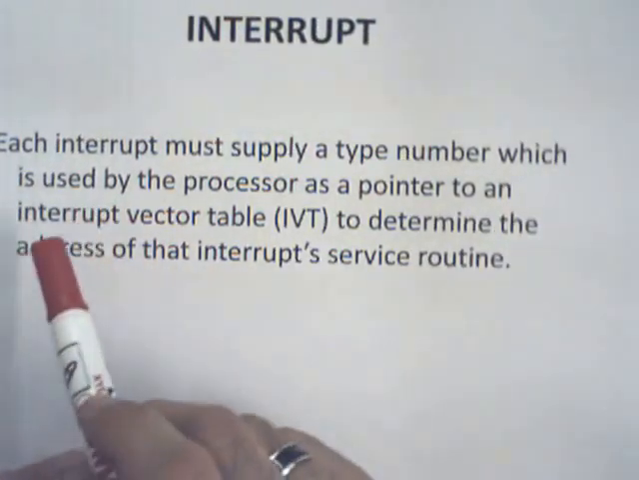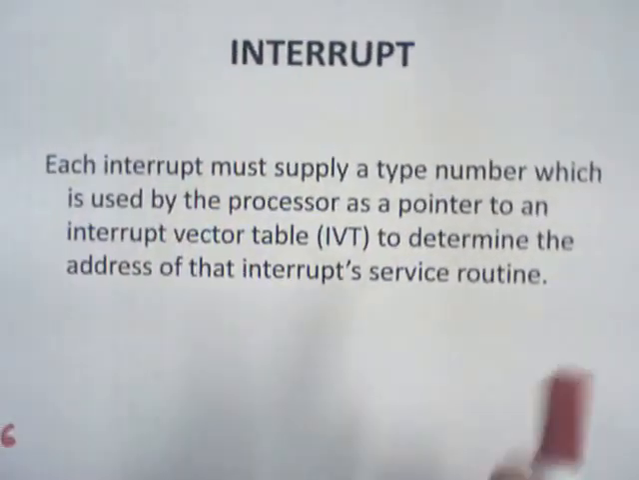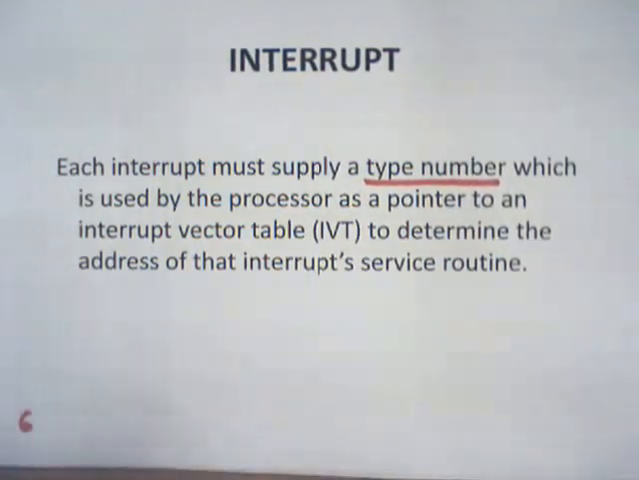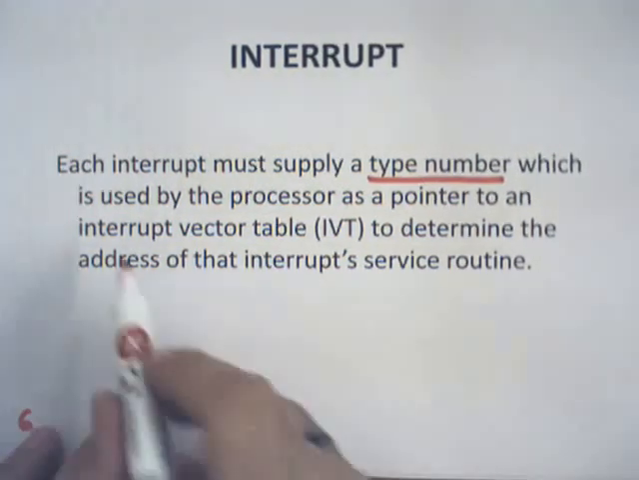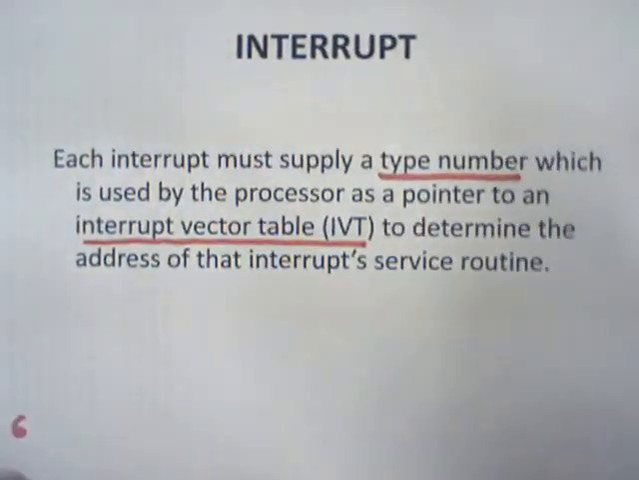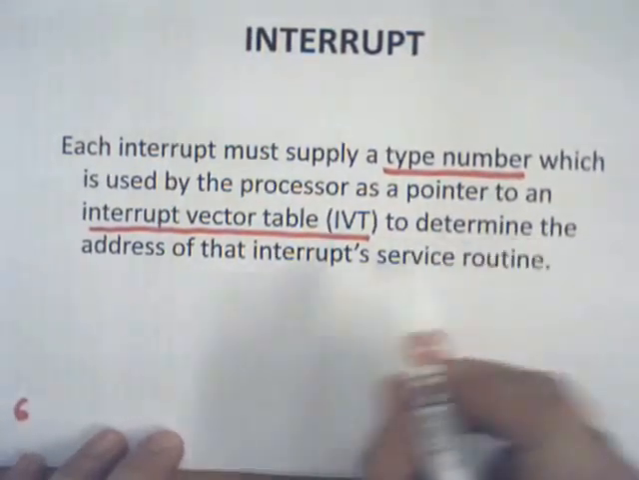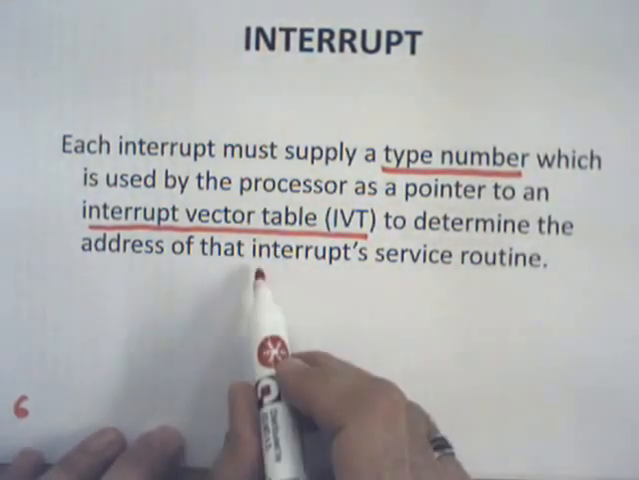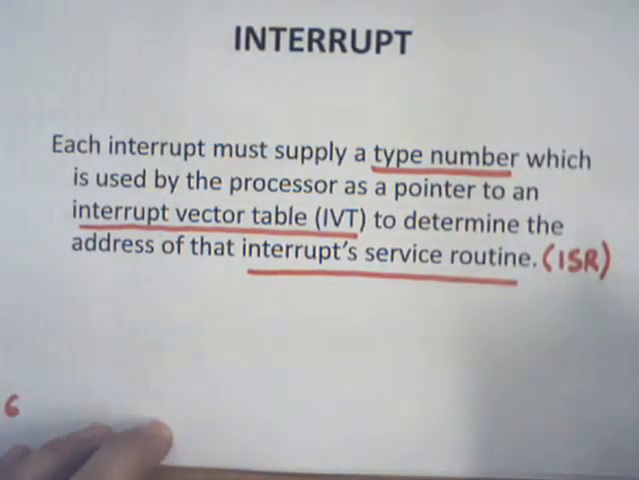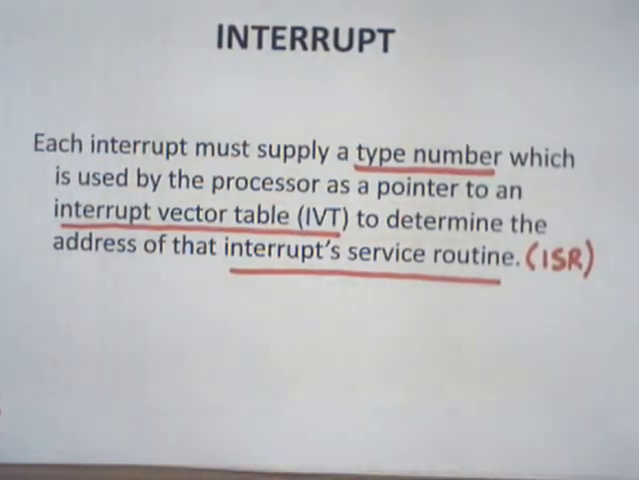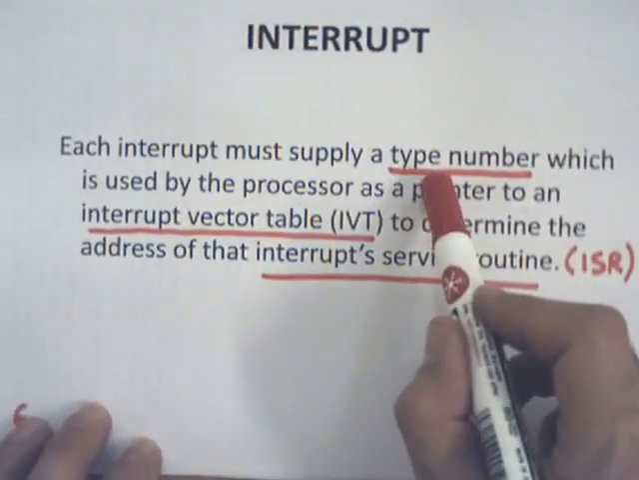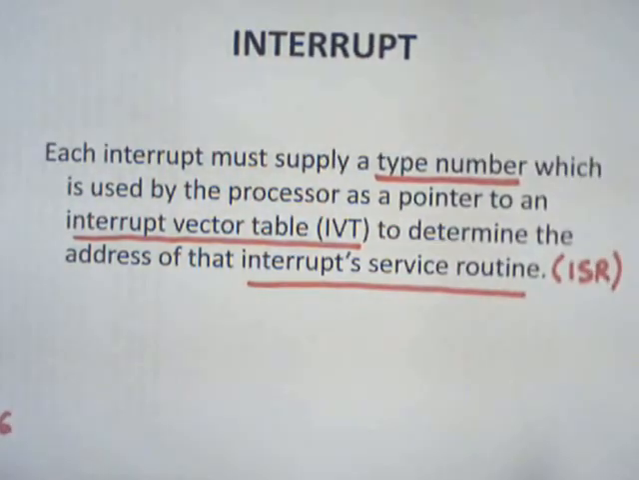Each interrupt must supply a type number, which is used by the processor as a pointer to an interrupt vector table. So interrupts are stored in vector tables with type numbers to determine the address of the interrupt service routine. So this is like a lookup table, and this is the row number or item number in the lookup table.